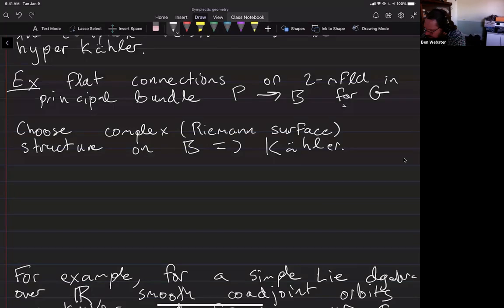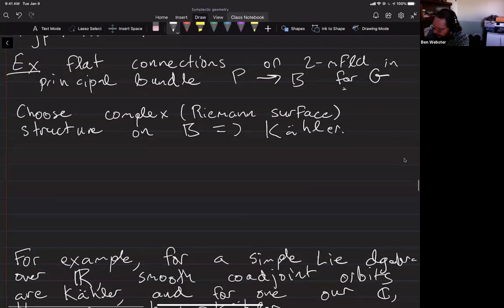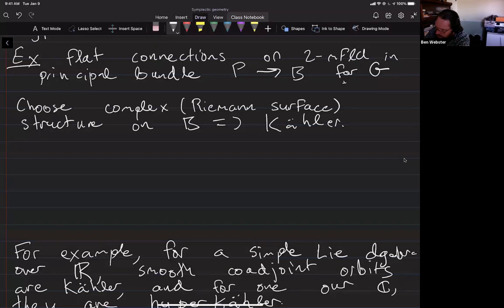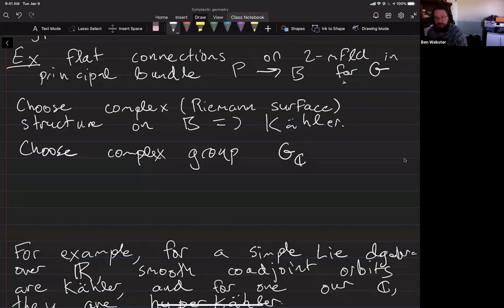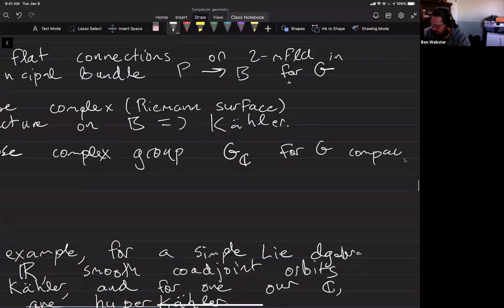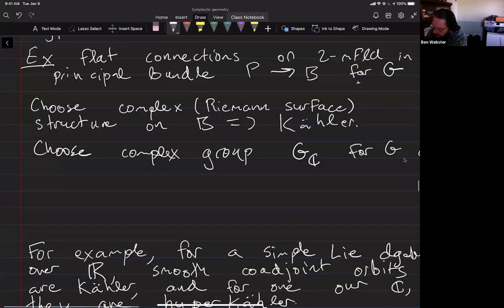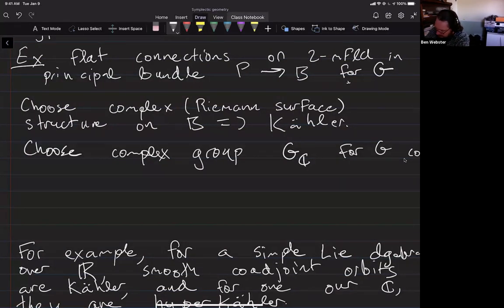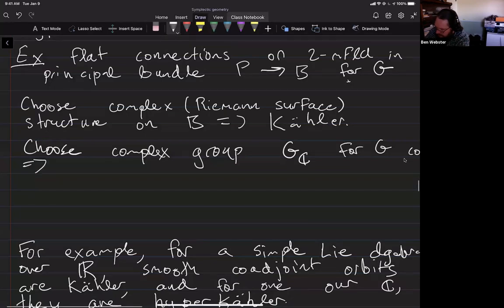All right, so how can I complexify this further? Well, I can also choose a complex structure on the group. I can choose a complex group, which I might as well think of as G_C for G a compact group. So this makes the space of connections hyperkähler.